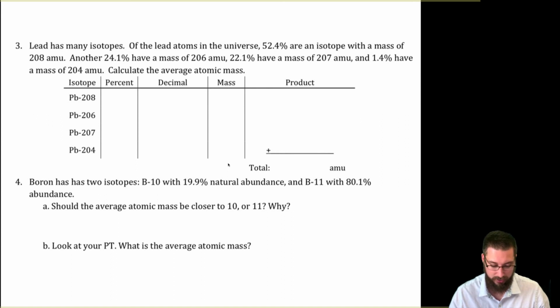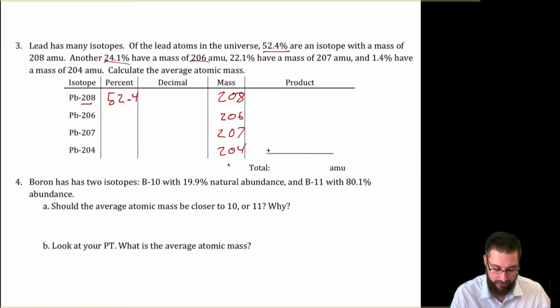All right, let's go ahead and fill in this one. There's a lot going on here. First off, we have lead 208. This happens to be the mass, so we can just automatically write the masses over here. Then we can write the percentages as we go. We can see that 208 has a percent abundance of 52.4%. We know that 206 has this percent abundance. Then we know that 207 is this. We know that 204 is this.